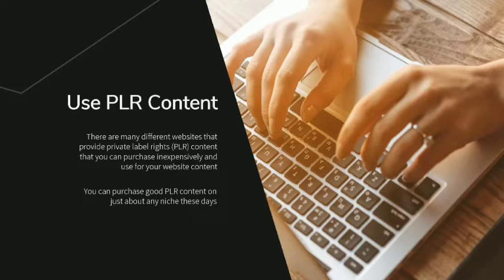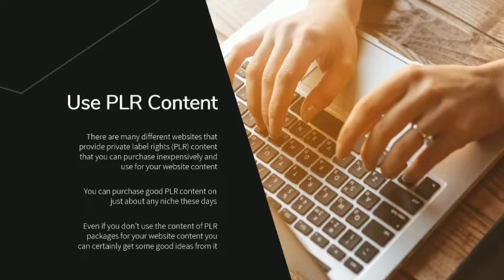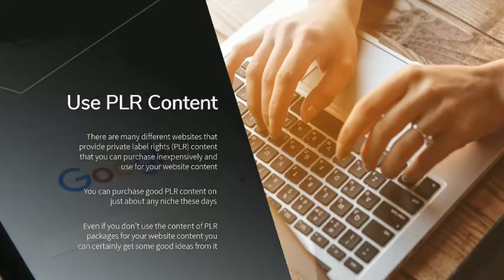It is possible to buy article packs that you can then rewrite and use as posts for your niche website. There are also PLR packages with ebooks and lead magnet reports. You can rebrand the ebook to make it your own and sell it on your website. Use the lead magnet to build a list. Even if you don't use the content of PLR packages for your website content, you can certainly get some good ideas from it. Most of the good PLR websites will show you a table of contents for the ebook, and you can look at this for ideas without having to purchase anything.